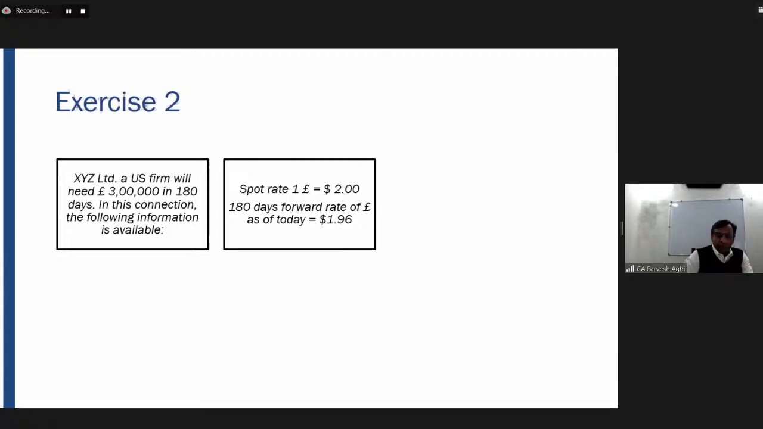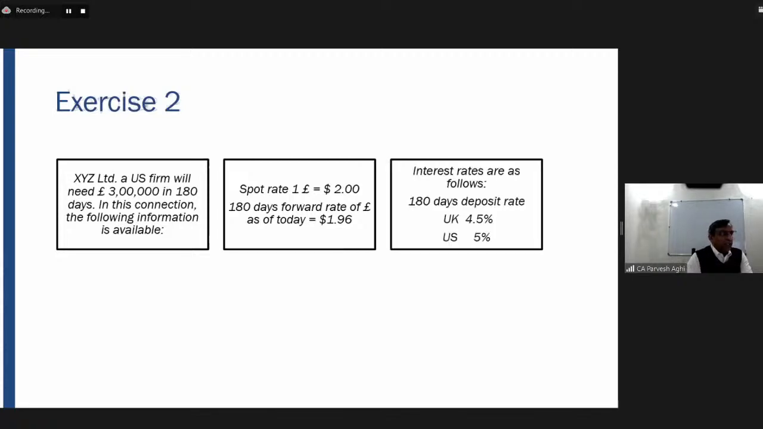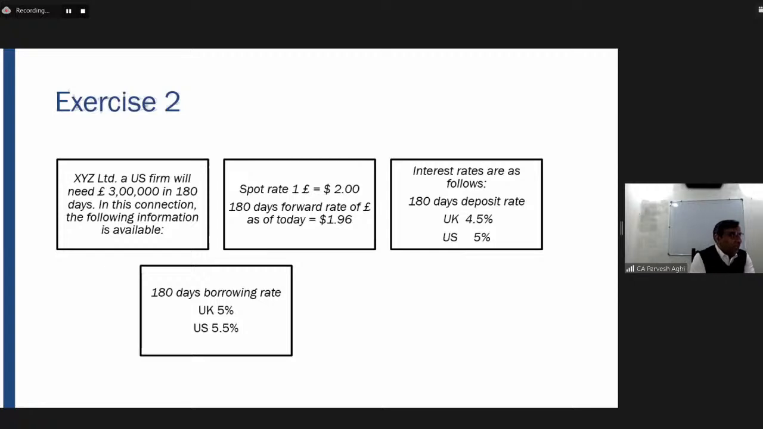So the spot rate is given, the forward rate is given, and the exposure in pounds is 3 lakhs. It's a US company which has to make a 3 lakh payment in 180 days. Interest rates are as follows. The 180-day deposit rate: UK 4.5%, US 5%. This is the 180-day rate, not per annum. The 180-day borrowing rate: UK 5%, US 5.5%. Remember, this is the 180-day rate of interest, not per annum.